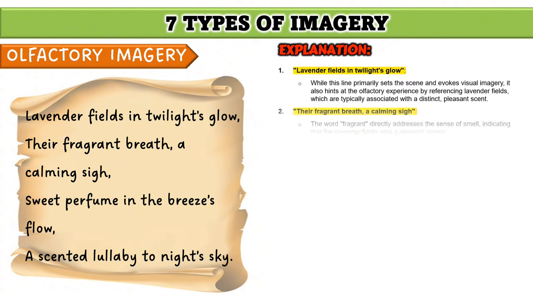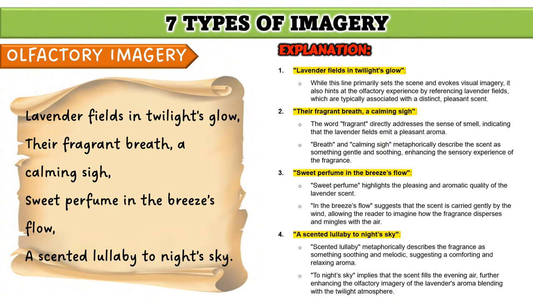Here's how each line contributes. Lavender fields in twilight's glow. While this line primarily sets the scene and evokes visual imagery, it also hints at the olfactory experience by referencing lavender fields, which are typically associated with a distinct, pleasant scent.